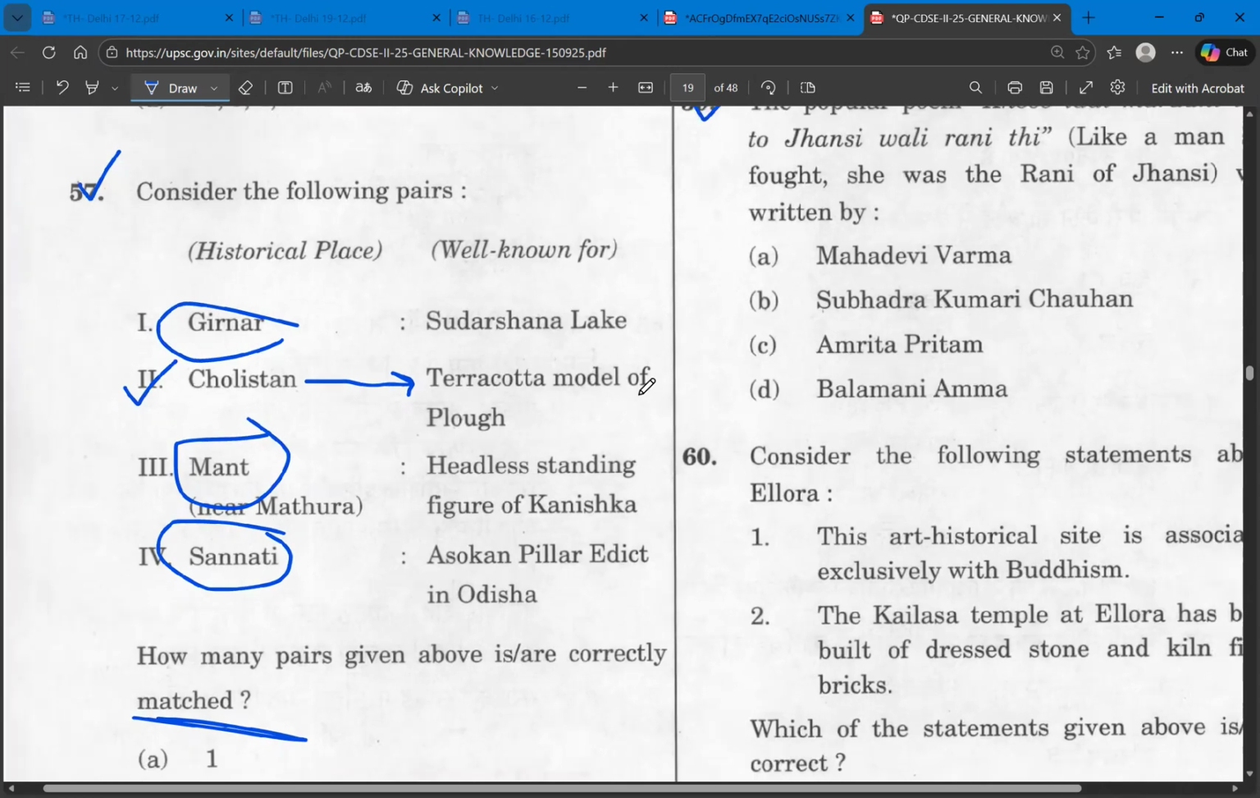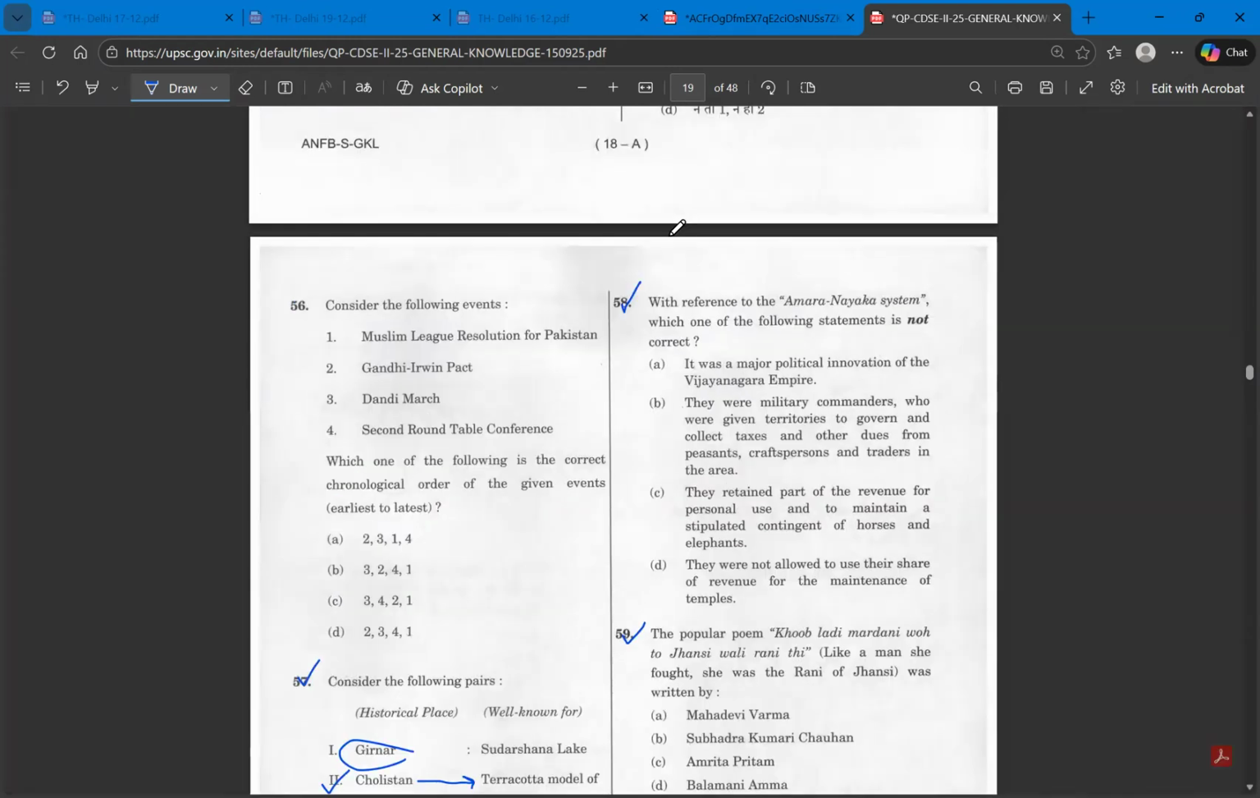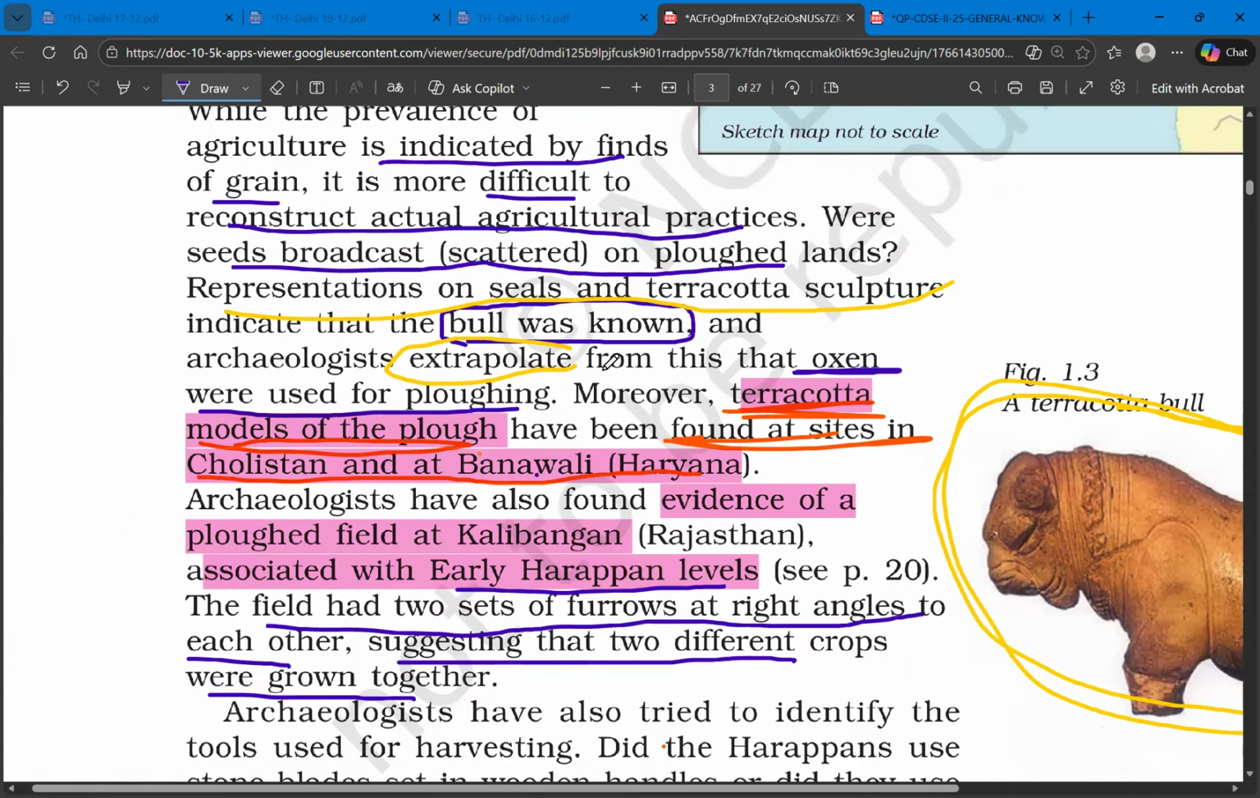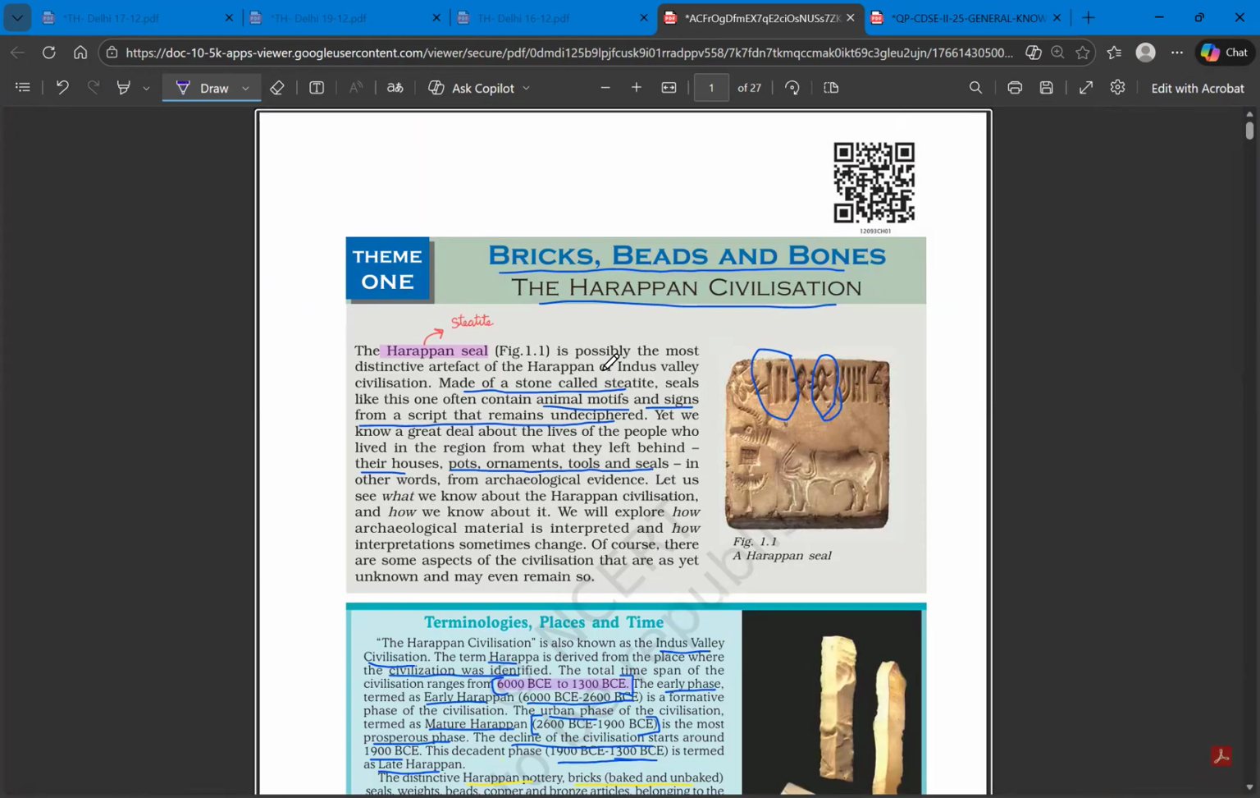But for now, this is the video covering 4 pages of theme 1, that is Bricks, Beads and Bones.